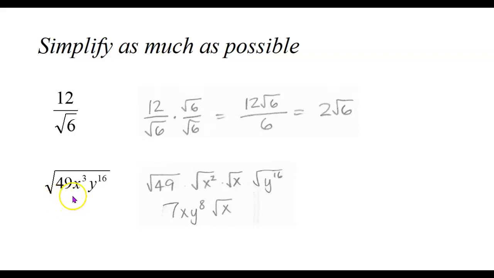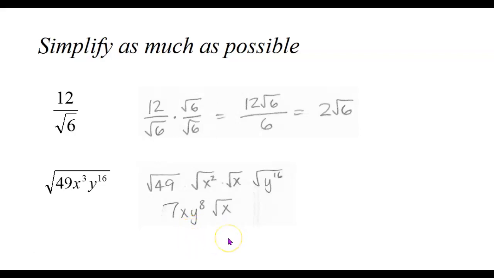The square root of 49x to the third y to the 16th. We can break that up into the square root of 49, which is 7. The square root of x to the third power, which, well, x to the third power is not a perfect square, but we can break it up into the square root of x squared, which would just be x, times the square root of that one left over x, which has to stay under the radical sign. And then the square root of y to the 16th is y to the 8th.